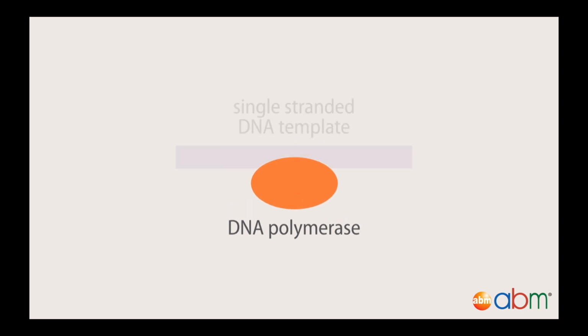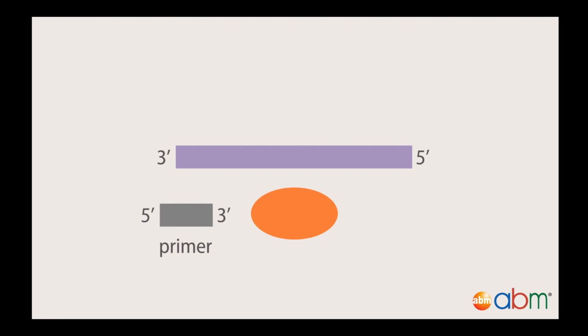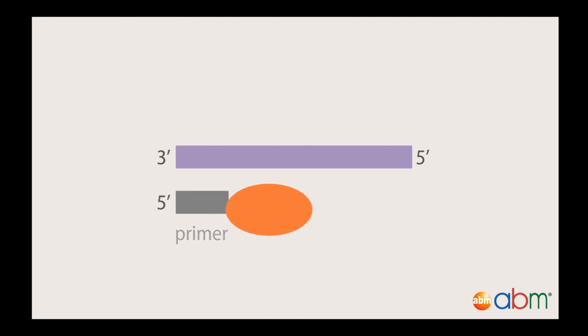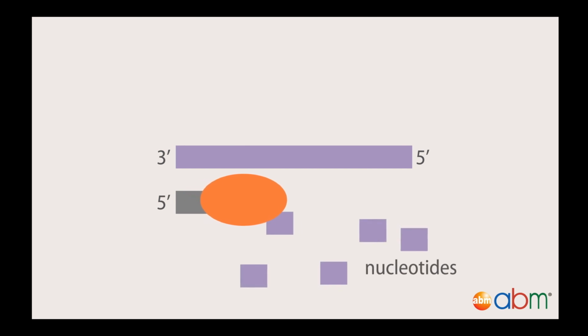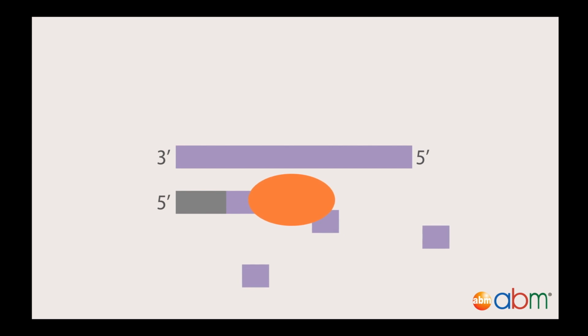It utilizes a high-fidelity DNA-dependent polymerase to generate a complementary copy to a single-stranded DNA template. In each reaction, a single primer, complementary to the template, initiates a DNA synthesis reaction from its 3' end. Deoxynucleotides, or simply nucleotides, are added one after the other in a template-dependent manner.